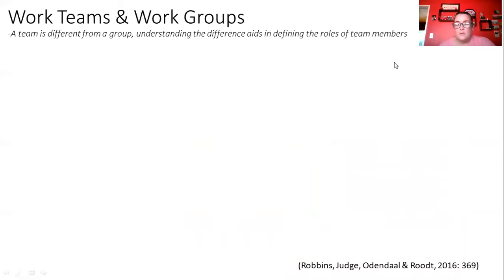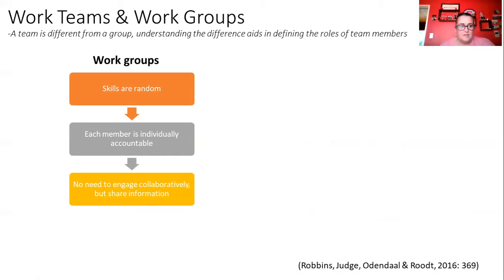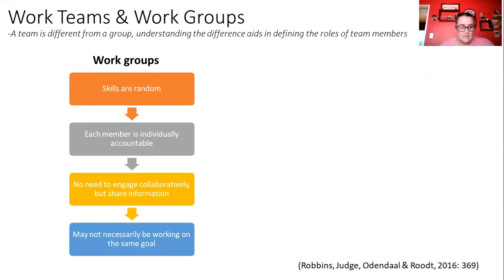Work teams and work groups. A team is different from a group, and understanding the differences aids in defining the rules and the roles of team members. Work groups: their skills are random. Each member is individually accountable. There is no need for engaging collaboratively with each other, but information is shared. They may not necessarily be working on the same goal.